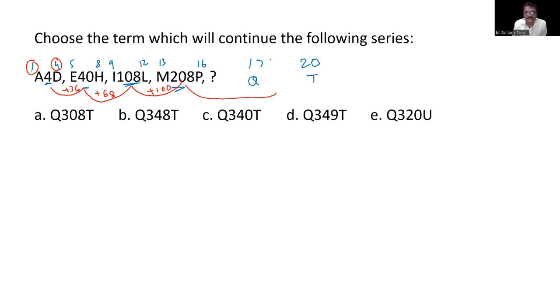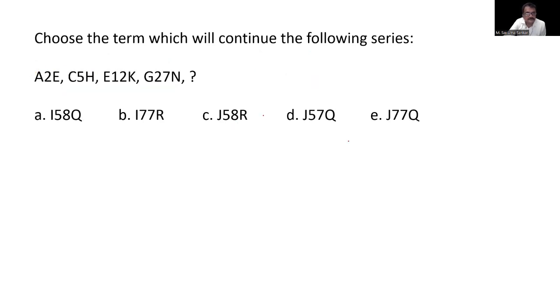And what about this case? The product of 17 and 20. What is 17 twenties? That is equal to 340. So what is the answer? Q340T, which is the required answer. Next one.